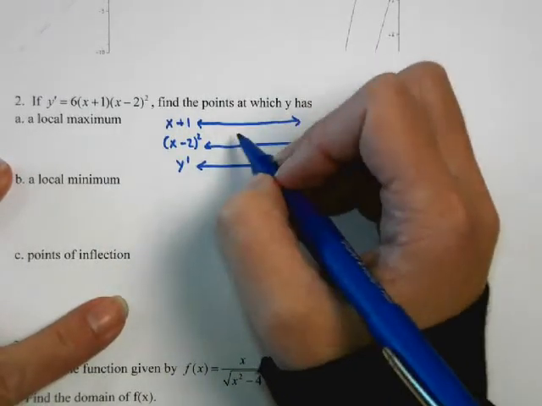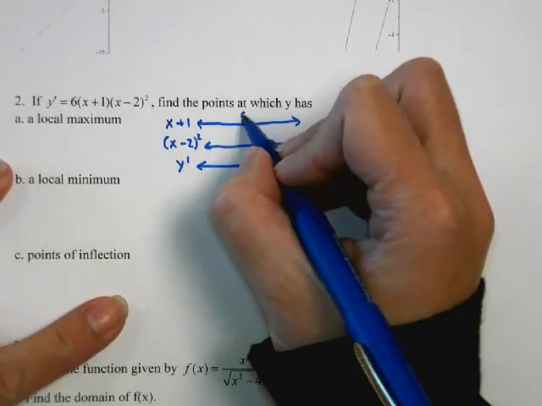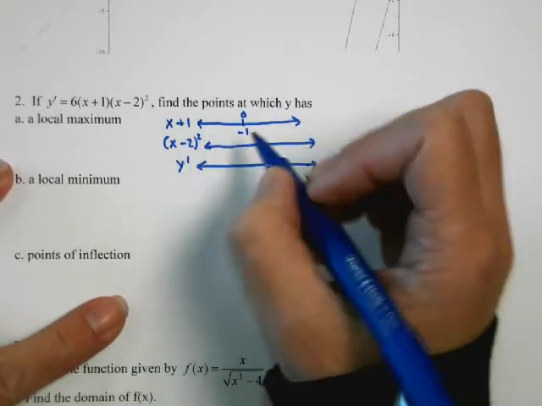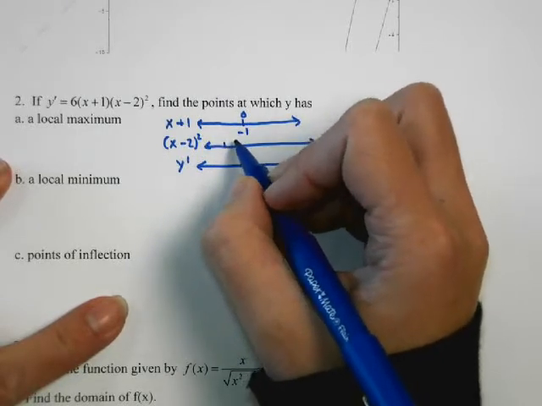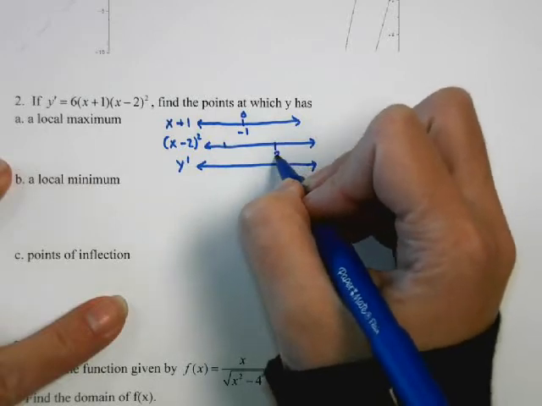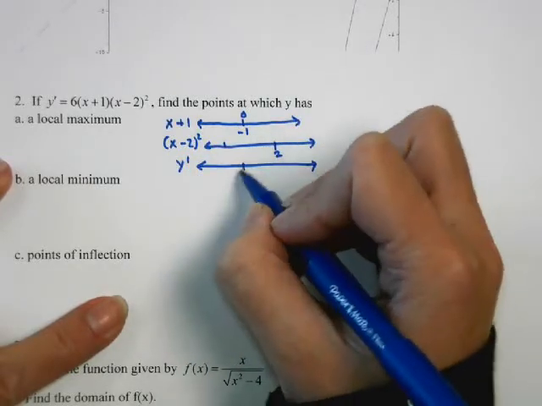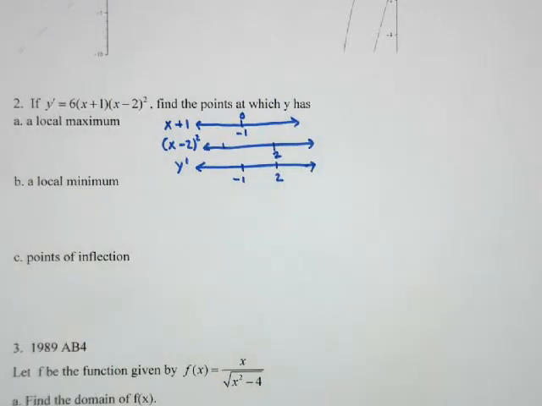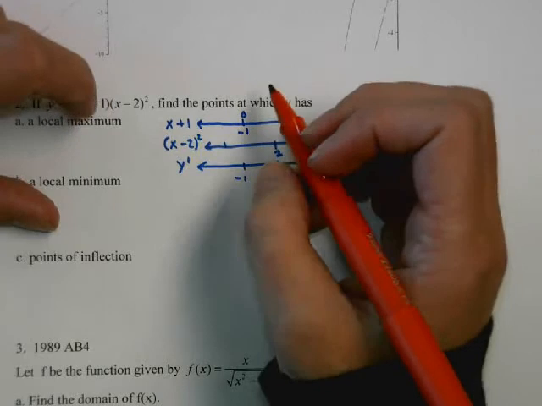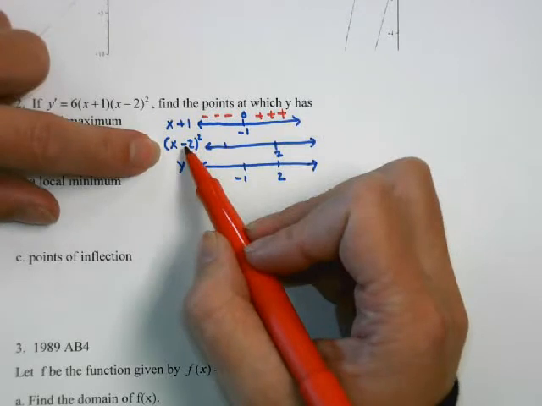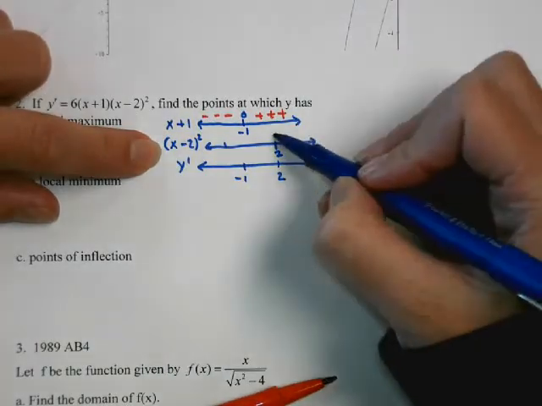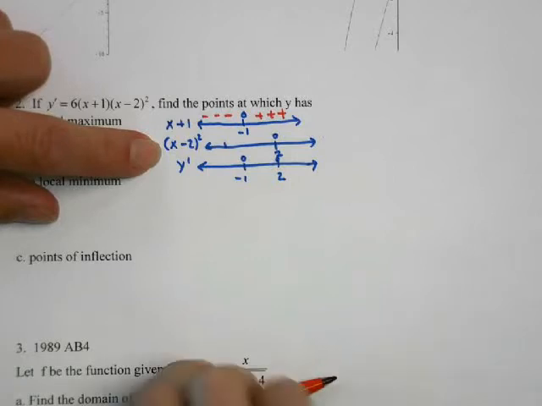Okay, so this one's going to be 0 at negative 1. This one's going to be 0 when x is 2. So the critical values are negative 1 and 2. This one's going to go from negative to positive. This one, for every number except for 2, it's going to be a positive value.